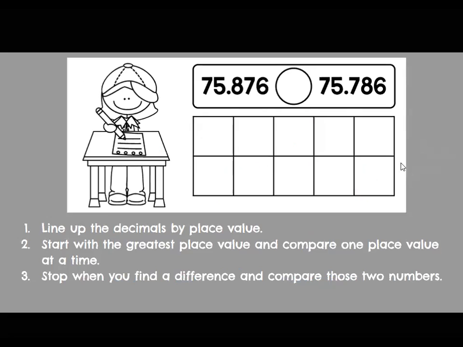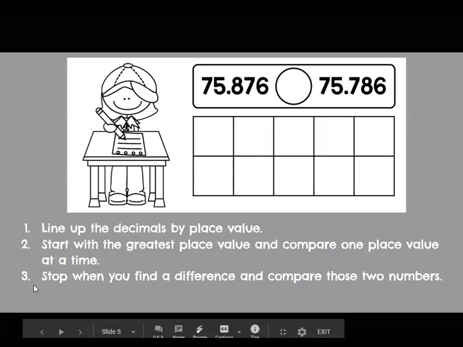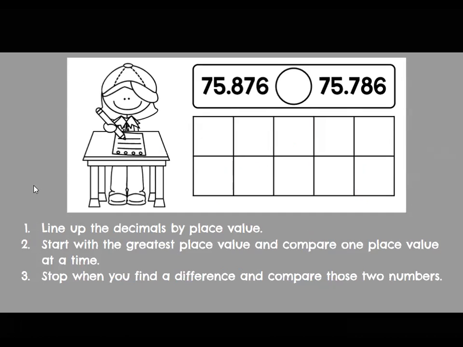Okay, on the next slide, I have included our steps just as a reminder to make sure that we're following those steps correctly. So the first thing we're going to do is make sure that we line up the decimals by place value. If we look at our numbers, they both have 2 digits in front of the decimal, so they both go to the tens place. So let's start writing our numbers. We have 75 and 876 thousandths and 75 and 786 thousandths.